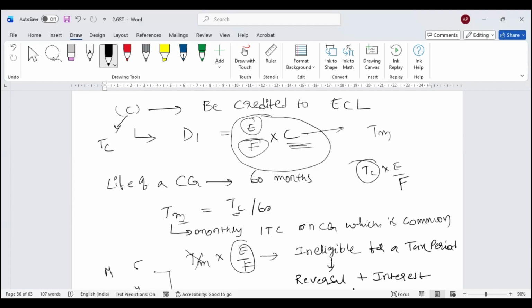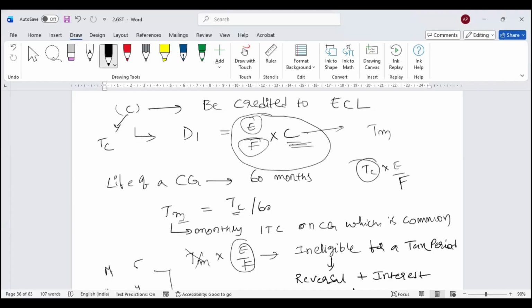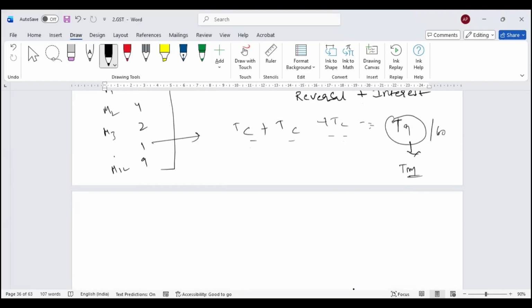Because see, you have enjoyed that credit in the month in which you purchased. Because you are reversing after 5 months, 10 months, the ineligible credit, the government is saying that so much ineligible credit is there, which you have enjoyed in month one, you pay with interest. Okay, only the unused months out of the 60 months. For example, if you used 20 months, the balance 40 months alone comes back.